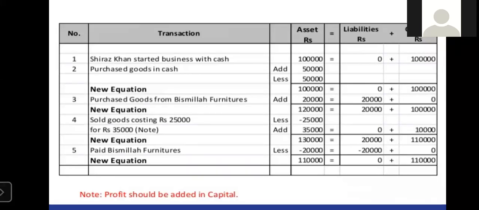The new equation: paid Bismillah Furniture, minus 20,000, liability equals minus 20,000. It means liability equals 0. New equation: the asset total is 1,10,000 and the capital total is 1,10,000.